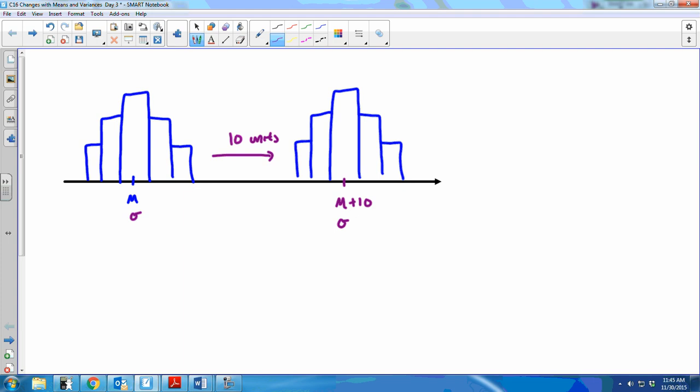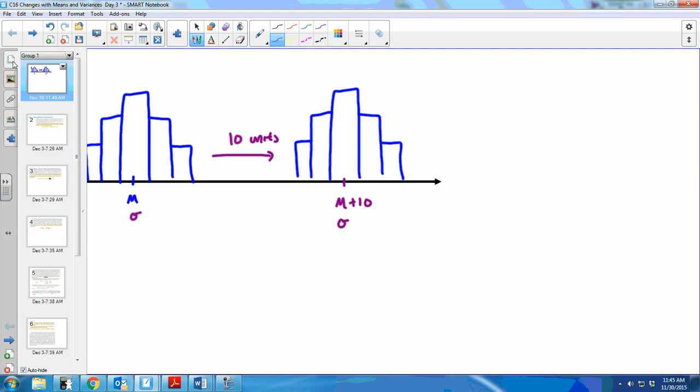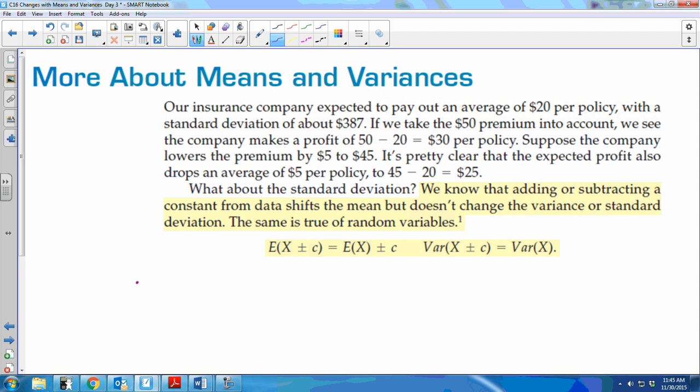Then we also talked about multiplying. Well, that's what we're going to start today. Same idea, different application, because we're dealing with expected values and standard deviations of some random variable. So let's say we're going to add or subtract some constant to every single outcome.